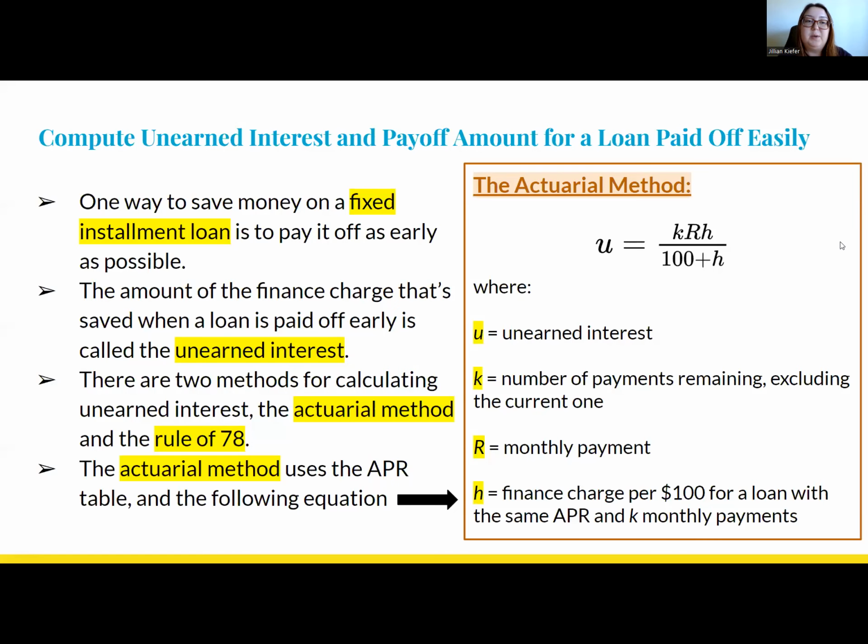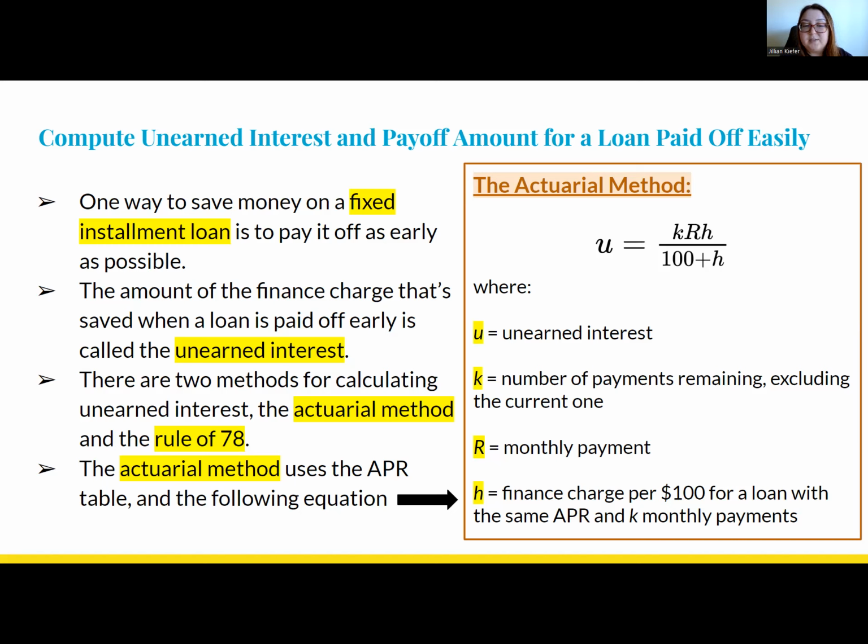So moving on, we can compute unearned interest and payoff amounts for a loan paid off easily. One way to save money on a fixed installment loan is to pay it off as early as possible. The amount of the finance charge that's saved when a loan is paid off early is called unearned interest. So, for example, maybe you take out a loan and you're paying a certain amount of interest for a specific period of time. And let's say you get your tax return, you come into a lump sum of money and you're just going to pay it off early. So you pay it off and you gain back some of your unearned interest.